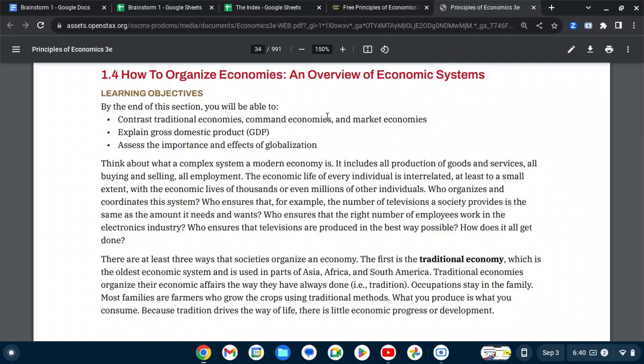The first is the traditional economy, which is the oldest economic system and is used in parts of Asia, Africa, and South America. Traditional economies organize their economic affairs the way they have always done. Occupations stay in the family. Most families are farmers who grow the crops using traditional methods. What you produce is what you consume, because tradition drives the way of life. There is little economic progress or development.